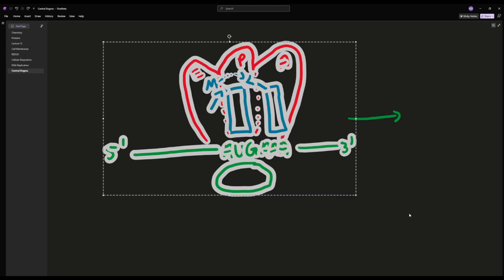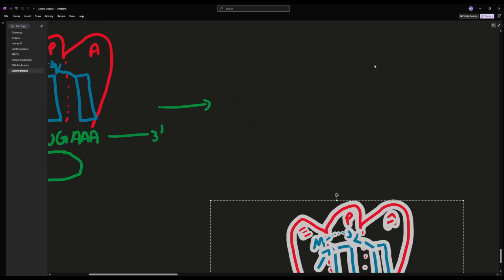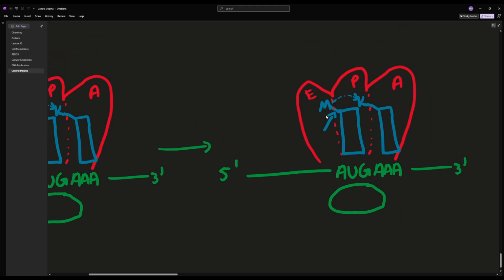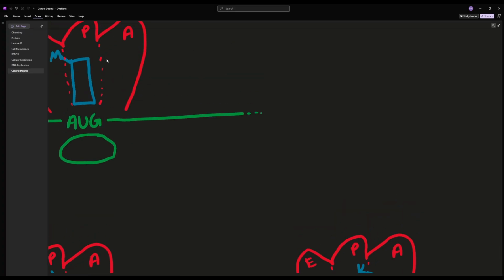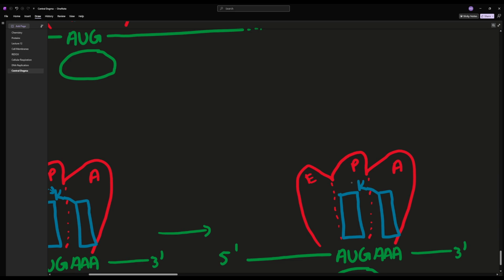Oop, Control C, there we go. Why are you pasting all the way down there? I don't know. This program is so goofy to draw on.